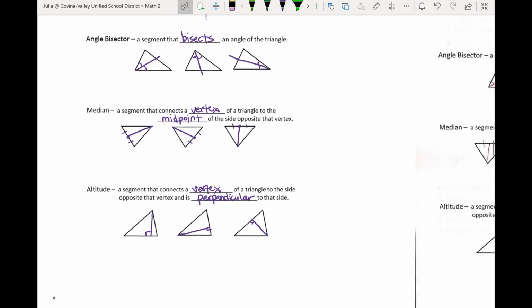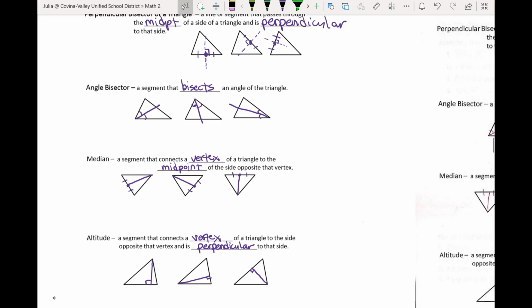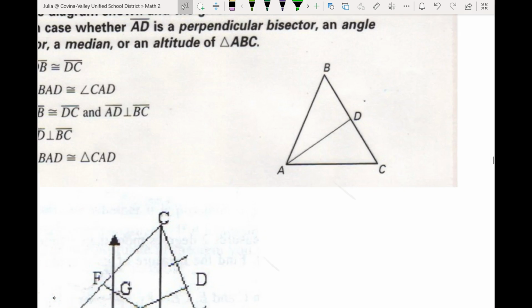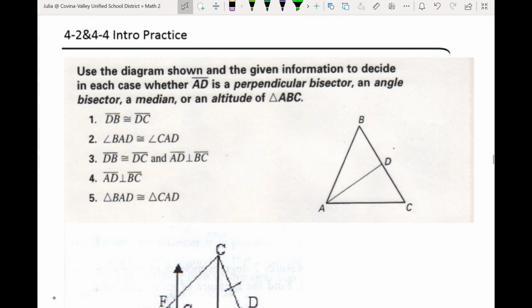Perpendicular bisector, good. That's the only one that's even possible to not go through the vertex. Okay, turn the back side. Let's do this really quick. This is a review from Friday. If you got confused on any of that homework from Friday, please see me and I'll help you get unconfused so you can get your score up on that one.